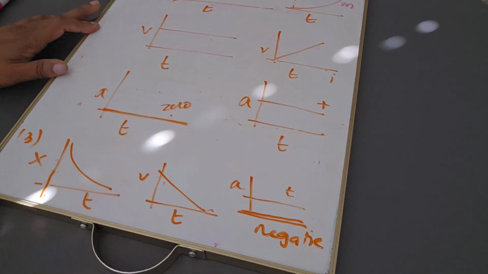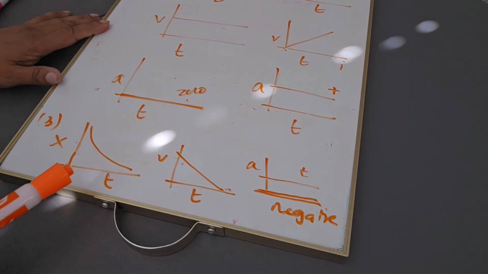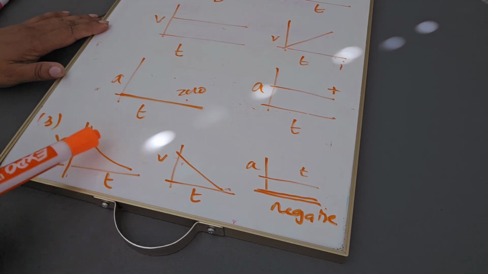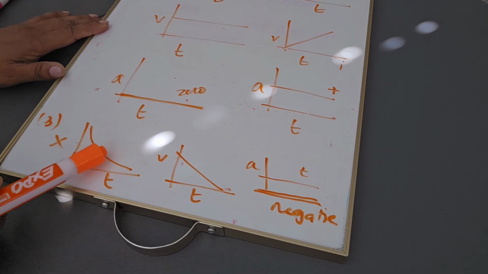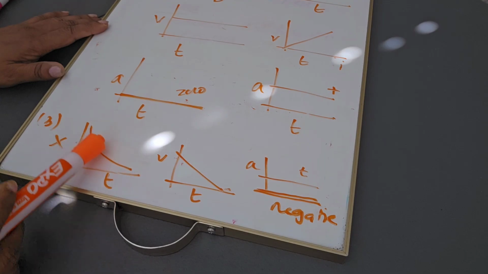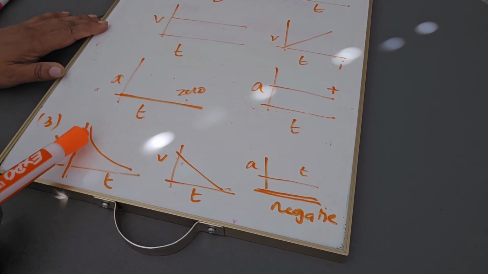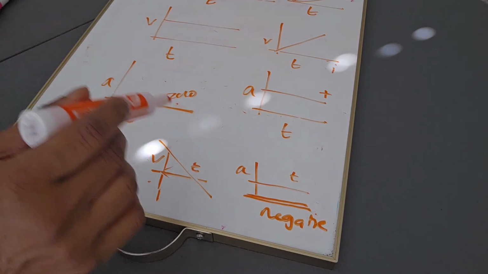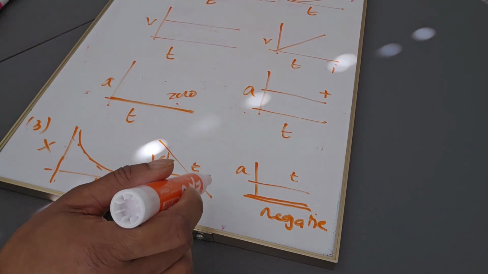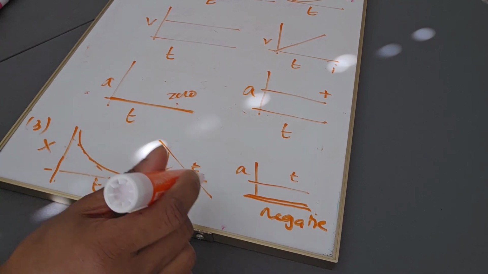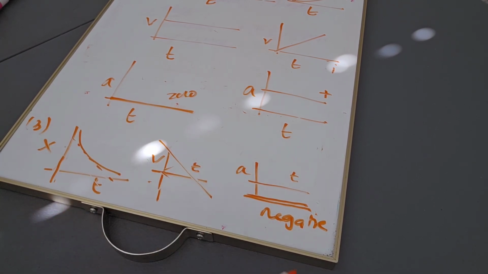Let's take another example where my x-t is concave up, but in this case I am seeing it's kind of slowing. As time is increasing, my x is going down. You will see how it starts at positive, reaches zero, and goes on. So this is a negative slope, which tells you my acceleration is negative.